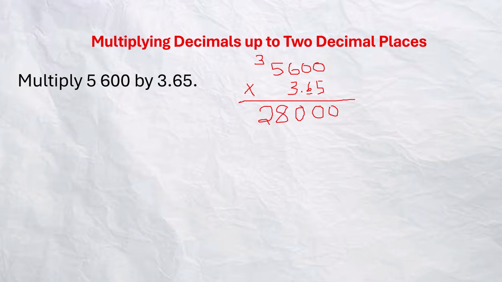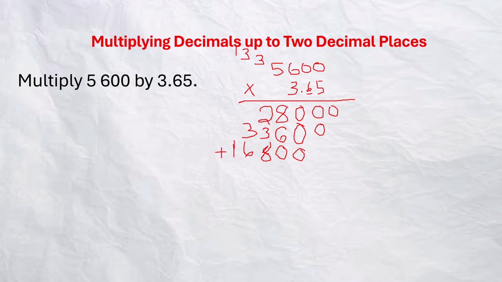Next digit is 6. 6 times 0 is 0. 6 times 0 is 0. 6 times 6 is 36. Regroup 3. 6 times 5 is 30, plus 3 is 33. Last digit, 3 times 0 is 0. 3 times 0 is 0. 3 times 6 is 18. Regroup 1. 3 times 5 is 15, plus 1 is 16.